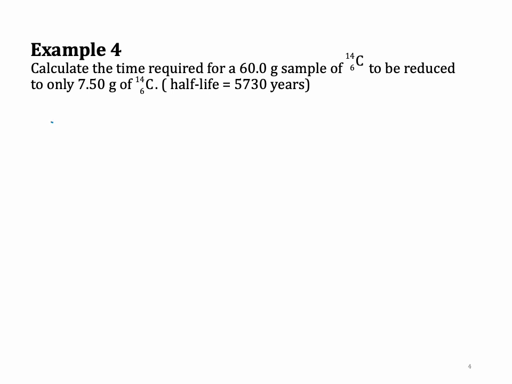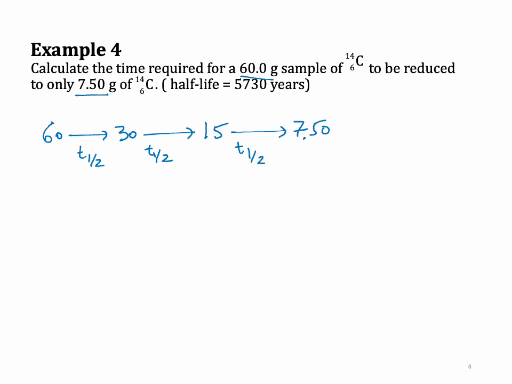Okay, so as long as these two numbers, 60 and 7.5, are multiples of each other, it's pretty straightforward. In the first half-life, 60 would become 30. Second half-life, this would become 15, half of 30. Then the third half-life, 15 would become half, which is 7.5. So it has undergone 1, 2, and 3 half-lives, and that basically means it's 3 times t half, which is 3 times 5730 years, and that's your answer. That's how long it would take.